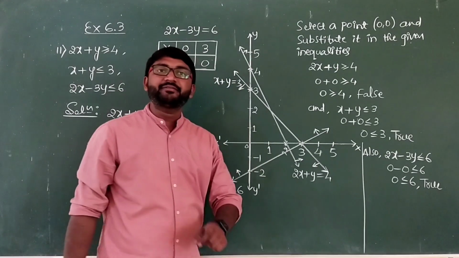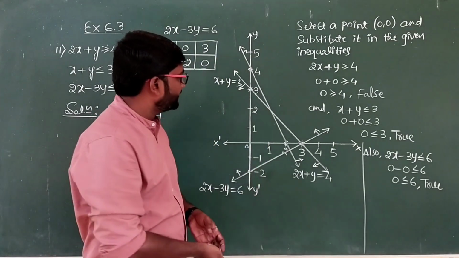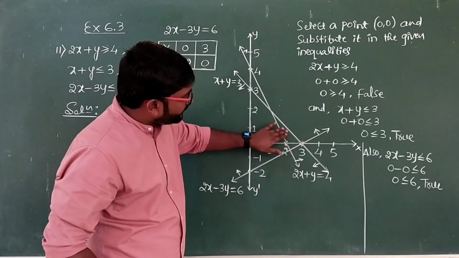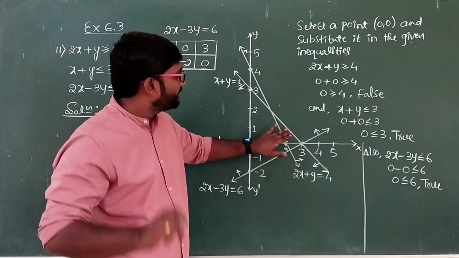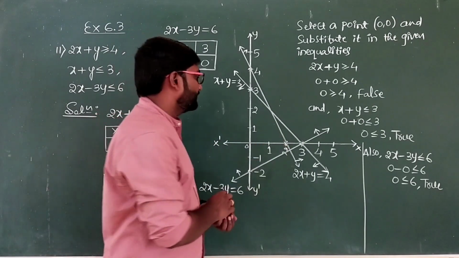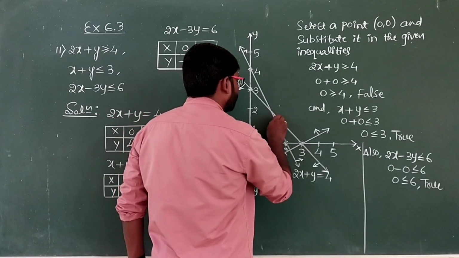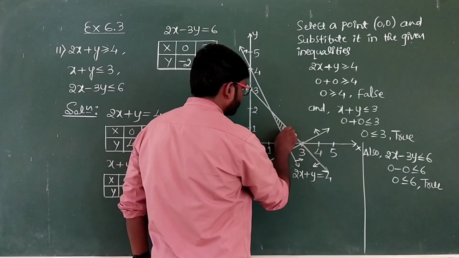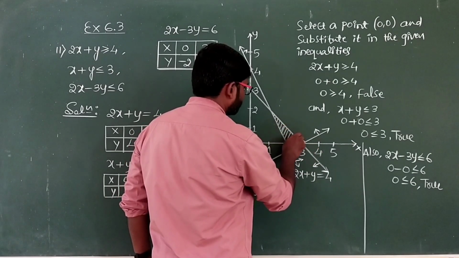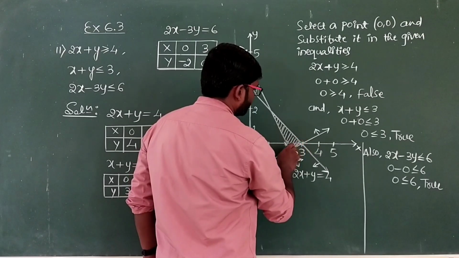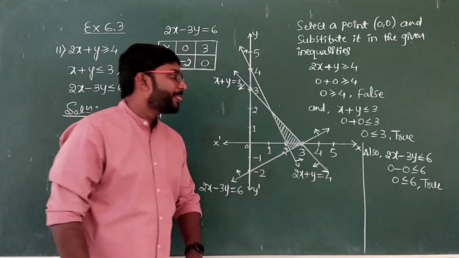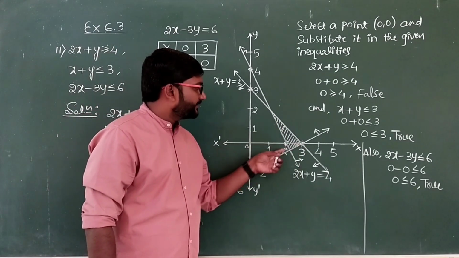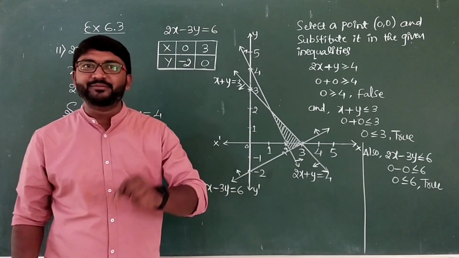Now we have to identify the common region for all the three lines. For this line, this one and this one. So this smaller portion is going to be the solution region for all the three given inequalities. This region is going to be the common one now. The common shaded region is the solution region, and the points on all the three lines here, all those points are also part of the solution.